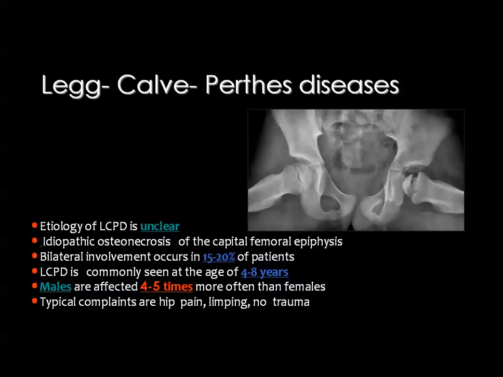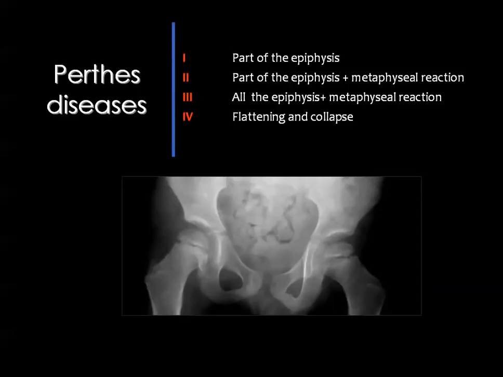Males are more commonly affected than females. We have 4 stages for Perthes disease. Stage 1 means that there is affection of a part of the epiphysis, and stage 2 means that there is affection of a part of the epiphysis associated with metaphyseal reaction or irregularity. In stage 3, the whole epiphysis will be affected together with metaphyseal reaction, and in stage 4 you get flattening, collapse, and bone sclerosis.